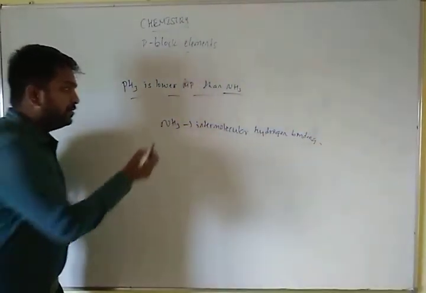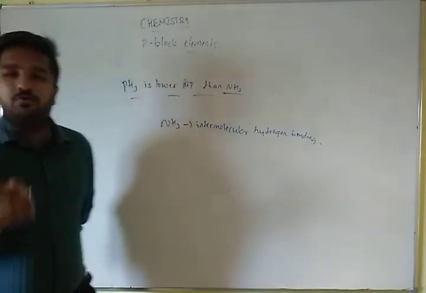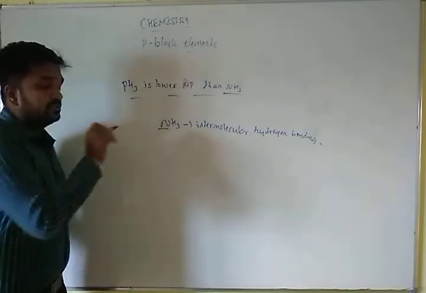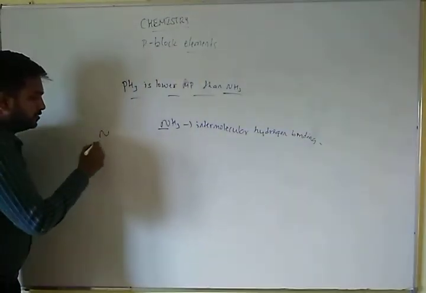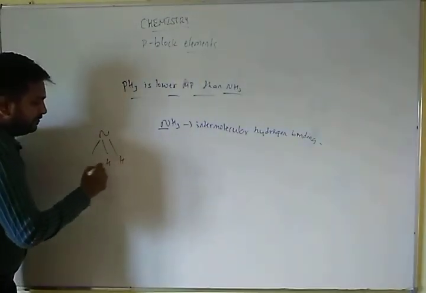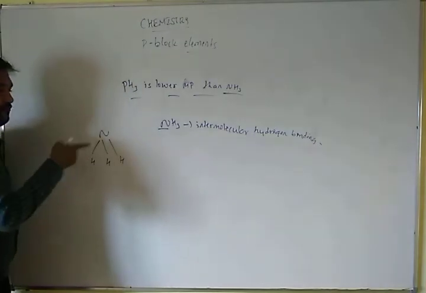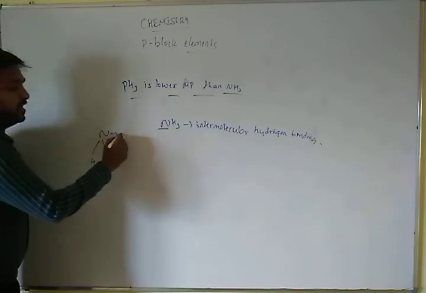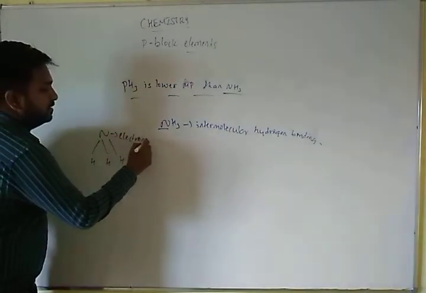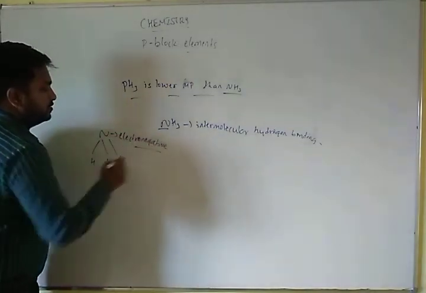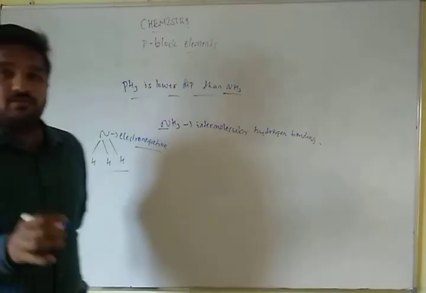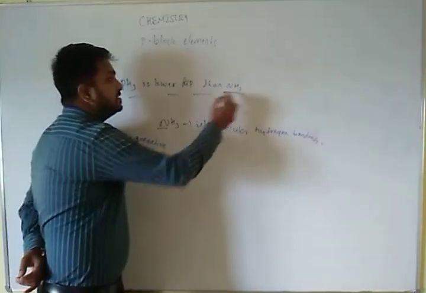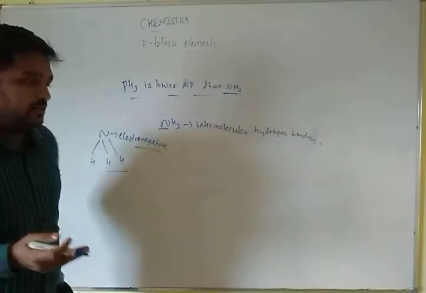Why? Because hydrogen can form intermolecular hydrogen bonding with any highly electronegative element. Nitrogen is a highly electronegative element. This is the structure of NH3. This hydrogen can form an intermolecular hydrogen bond with the nitrogen because nitrogen is electronegative. So there will be some bonding. So NH3 has a higher melting point, and it is very hard to break.